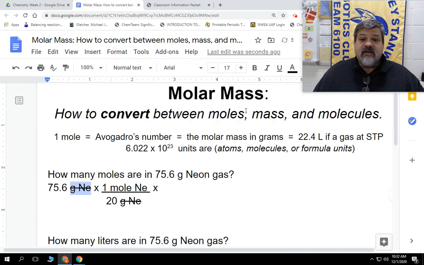And remember, if I have the same thing on top as it is on bottom, we can go ahead and get rid of those. So I'm left with now moles of neon. So I don't put a times there. We're going to put an equal sign, and we're done. And so now all we have to do is do the math.